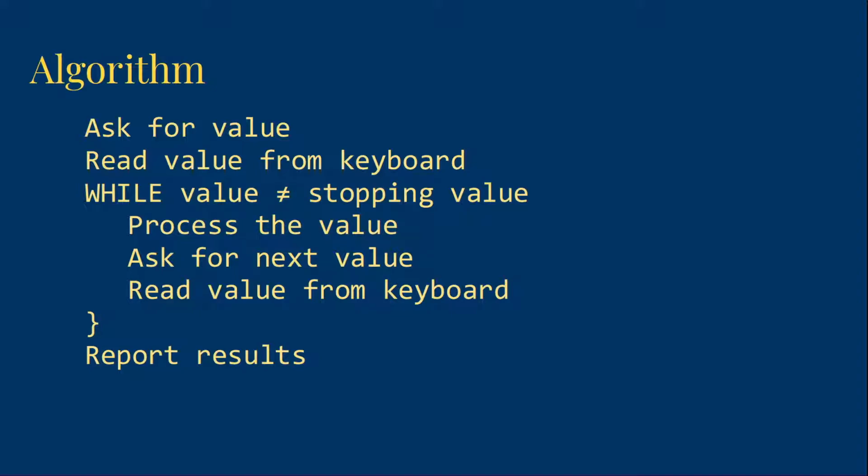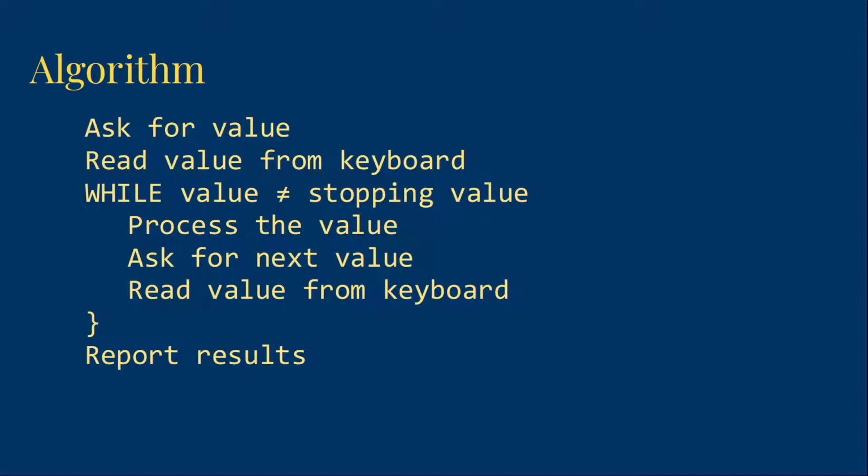Once we're done processing the value we got from the user, we're going to ask for the next one and read the value from the keyboard. And then we'll go back up and check to see if the value was in fact the stopping value and continue on. When we actually get the stopping value, we're going to drop out of the loop and do whatever things we need to do when we're all finished. Often we report the results of whatever it is we were doing with all these values.